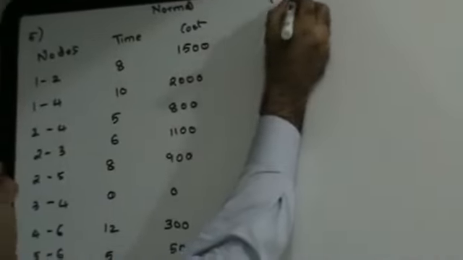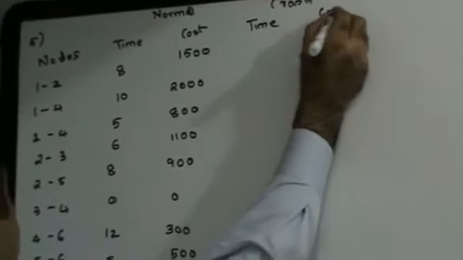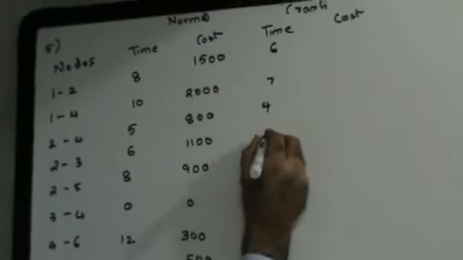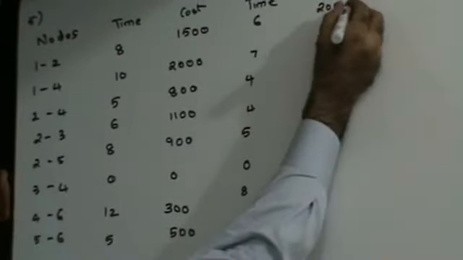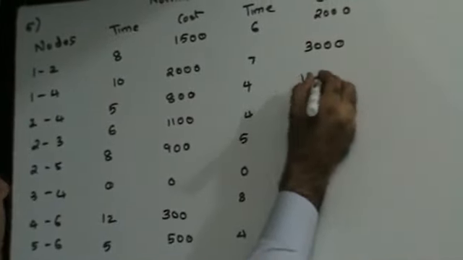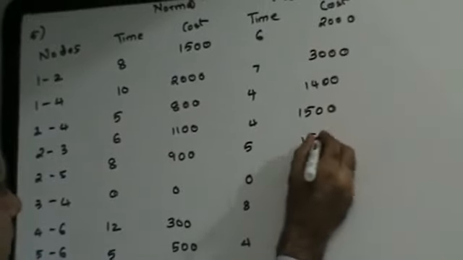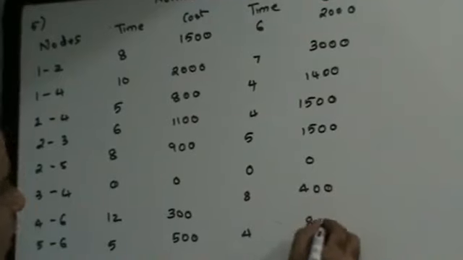Crash time and cost: 6, 7, 4, 4, 5, 0, 8, 4. Costs: 2000, 3000, 1400, 1500, 1500, 0, 400, 800.